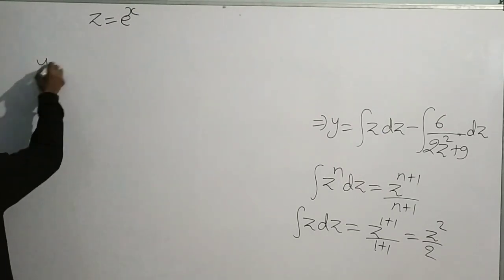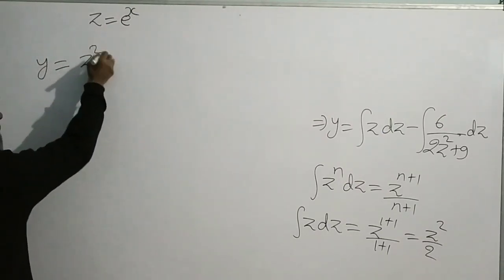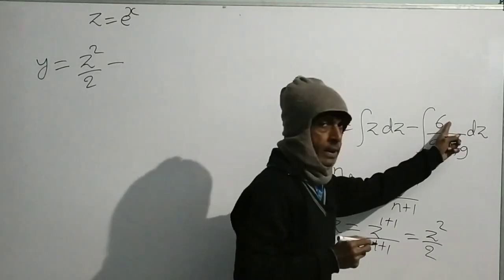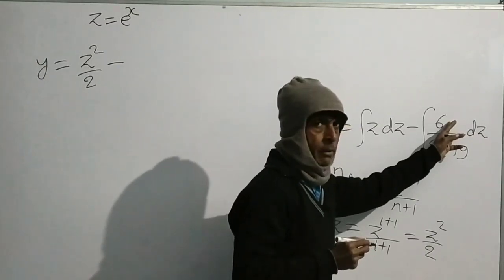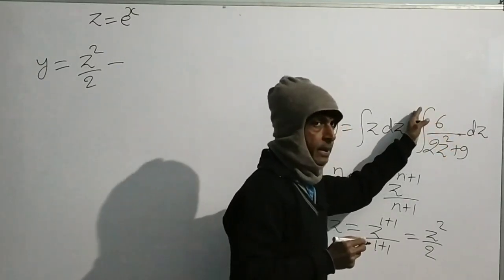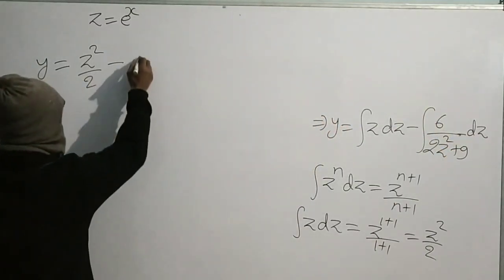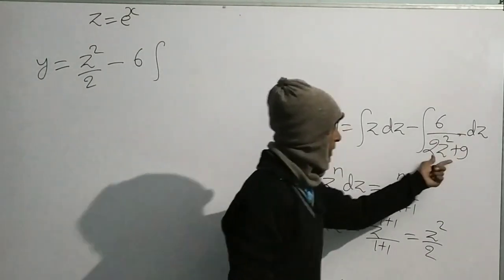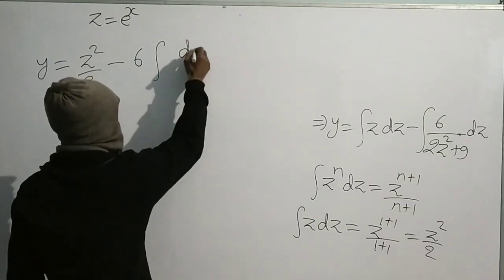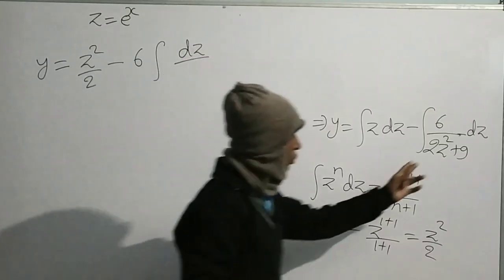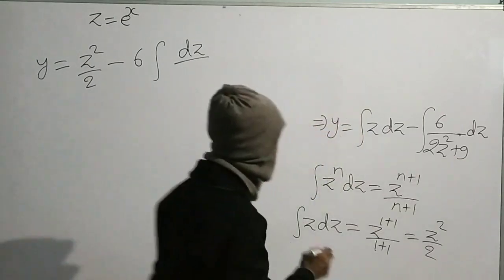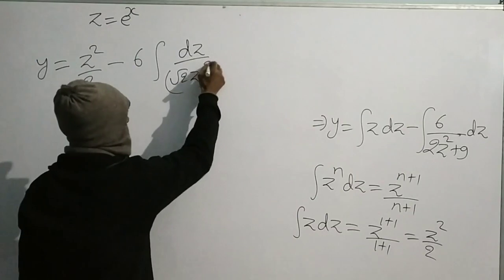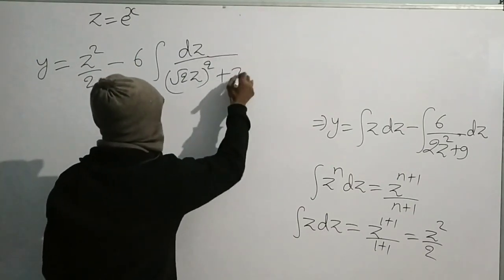y is equal to z square by 2 minus 6, which is a constant number. This constant number can be taken outside the integration sign. 6 times integration dz by 2z square plus 9 can be written as root 2z square plus 3 square.